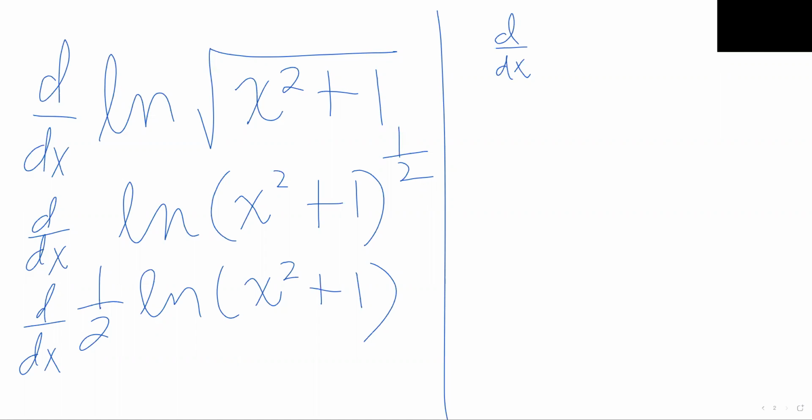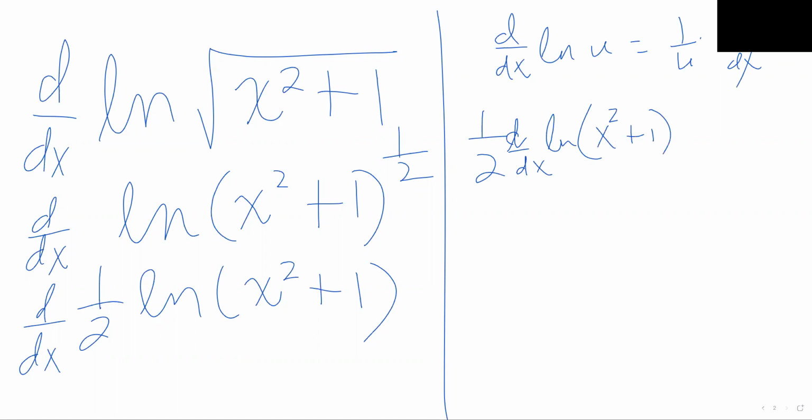Keep in mind that the derivative of natural log of a function equals 1 over u times the derivative of the function. We're going to apply that model to, in this particular case, 1/2 the derivative of natural log of x squared plus 1. And that would equal 1/2 times 1 over x squared plus 1, because u is x squared plus 1. And then we're going to take the derivative of x squared plus 1, which is 2x.